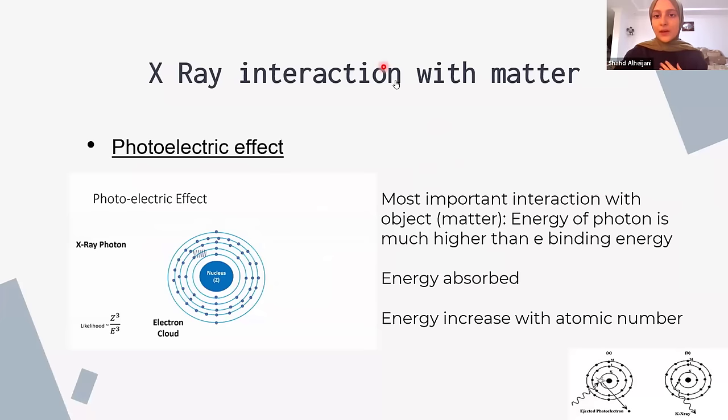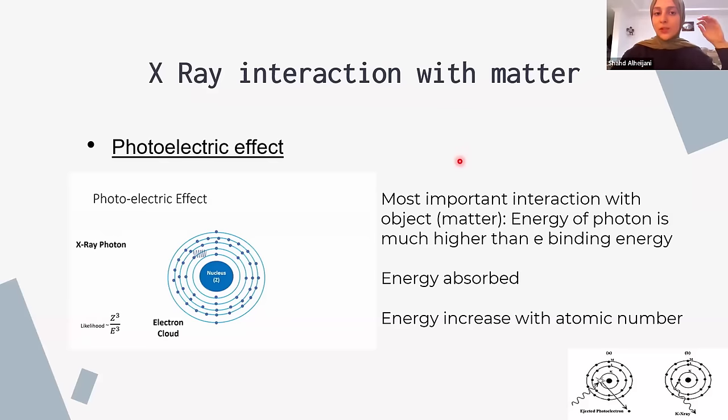Now, there's a question in the chat. So this is effective, this is characteristic radiation. Yes, exactly. So the characteristic radiation will give us the photoelectric effect. So we have the general radiation, which will only produce scatter, and you have the characteristic radiation, which will give us the photoelectric effect, producing the image we see finally.